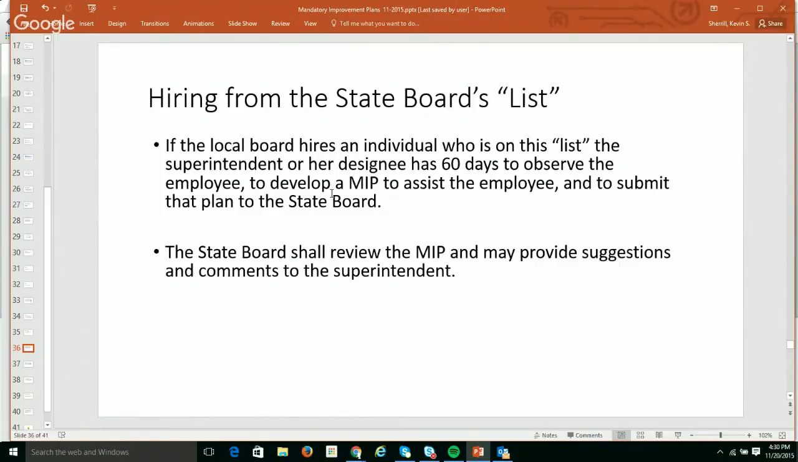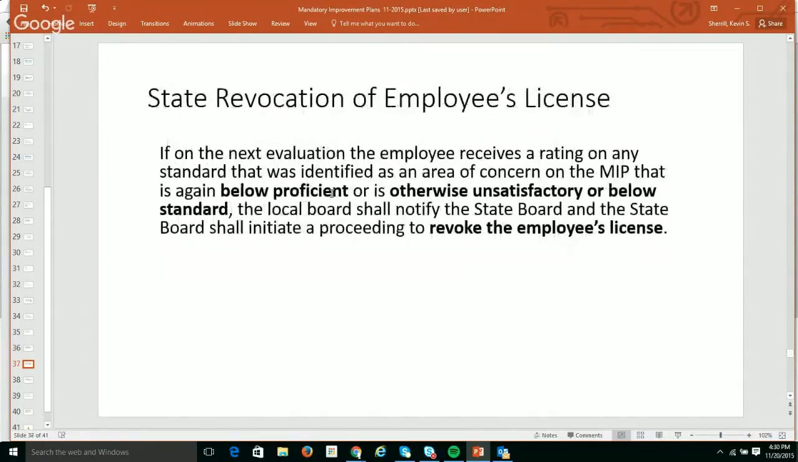So it says you observe them, you develop a MIP to assist them, who knows with what, and then you submit that plan to the state board. The state board is then going to review that plan and may provide suggestions and comments to the superintendent with their staff of 6. I don't really think that that's going to happen, but that's what they say. And then on the next evaluation, and that's interesting language because who knows what that next evaluation looks like when they're in a low performing school and they're on a MIP evaluation cycle. So we're going to have to get clarification on that. But still, let's pretend like we know what that means.